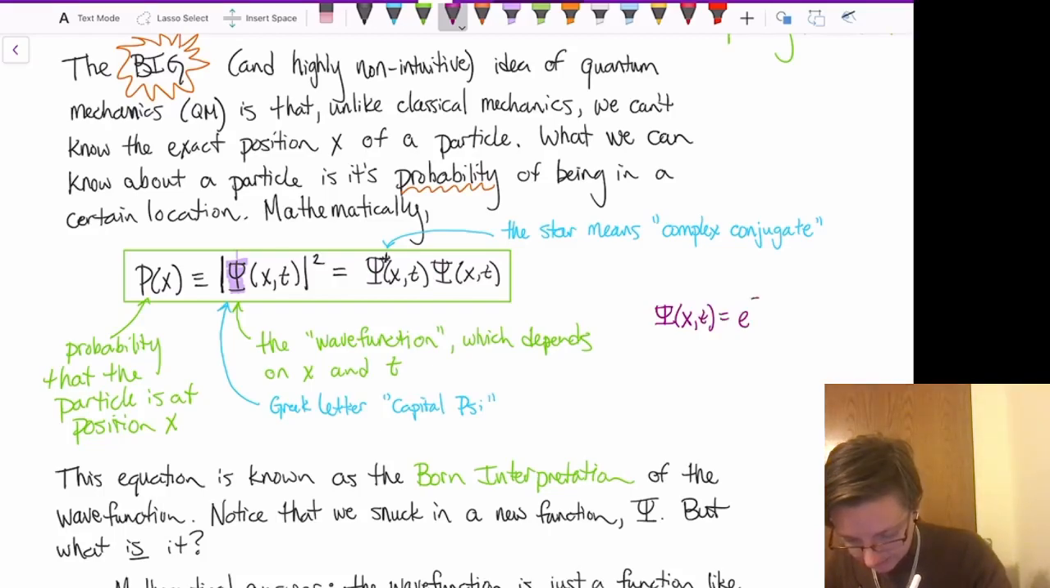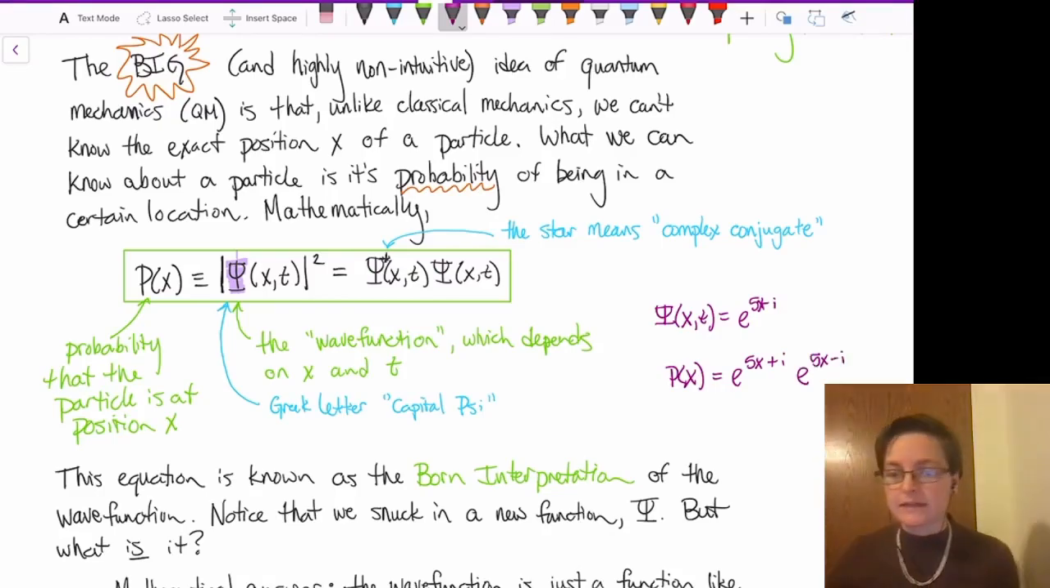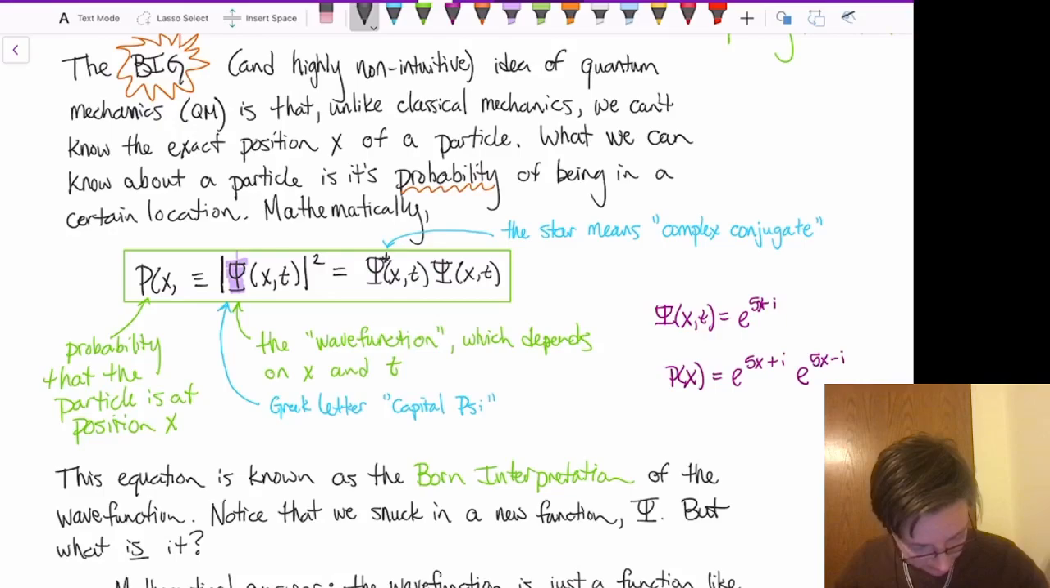e to the 5x minus i, let's say, then that would mean that P of x in this case would be psi star, which is going to be e to the 5x plus i, that's our rules for what a complex conjugate means, times e to the 5x minus i. And that would be the function that defines our probability. I should make one quick correction here: technically, if psi is dependent on time, maybe the probability varies as a function of time as well.